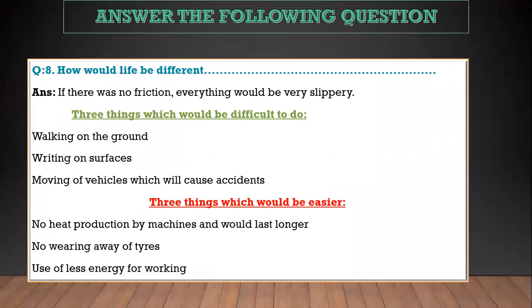In question number 8, how would life be different if there was no friction at all? List three things which would be difficult to do and three things which would become easier. Same, it means that we will write here three advantages and three disadvantages of friction. On page 112, there is a crossword puzzle. You will solve it by yourself. Also, the hints are given.